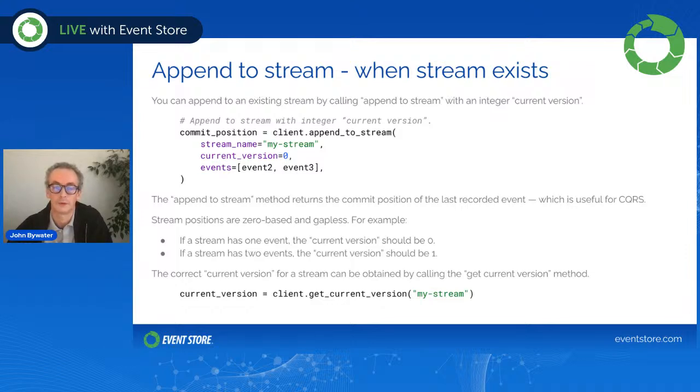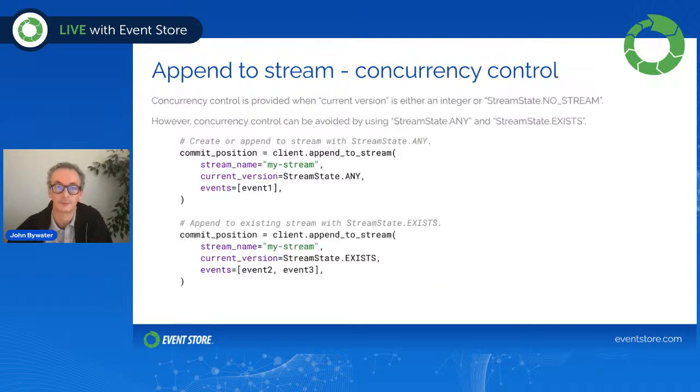But you'd want to use it from the current state of the aggregate so that you can have concurrency control over the evolution of an aggregate. And you would use the stream positions of recorded events that you use to reconstruct the aggregate to derive the next current version when you're appending new events. So concurrency control, as we've seen, is provided when the current version is either an integer or no stream.